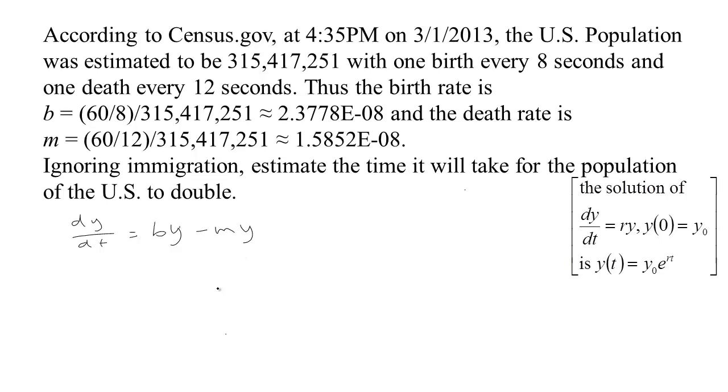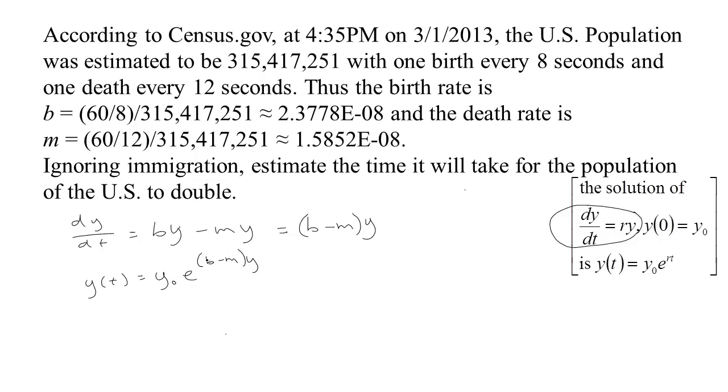per minute per person. If you look at this, I can factor out the Y, and I have the birth rate minus the mortality rate times Y. That fits this model, dy dt equals ry. So we know the solution to this differential equation will be y(t) equals y naught, the initial population, that is, times e to the, now my rate is the difference between the birth rate and the mortality rate.